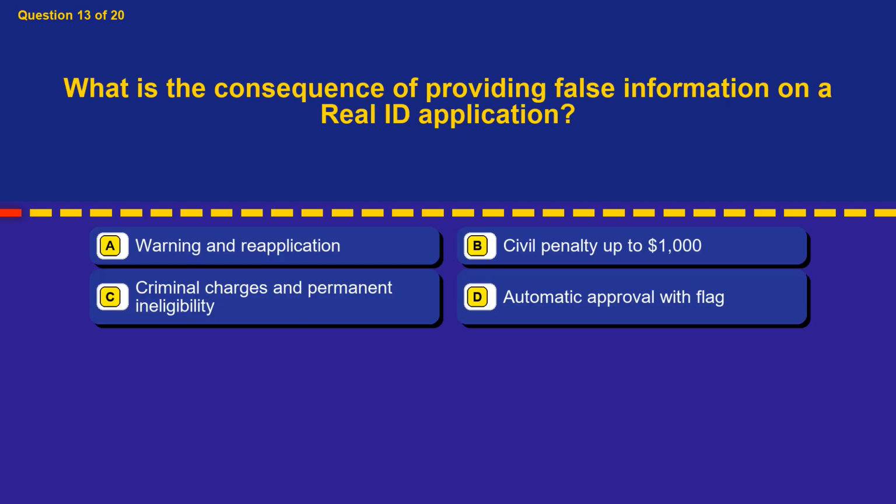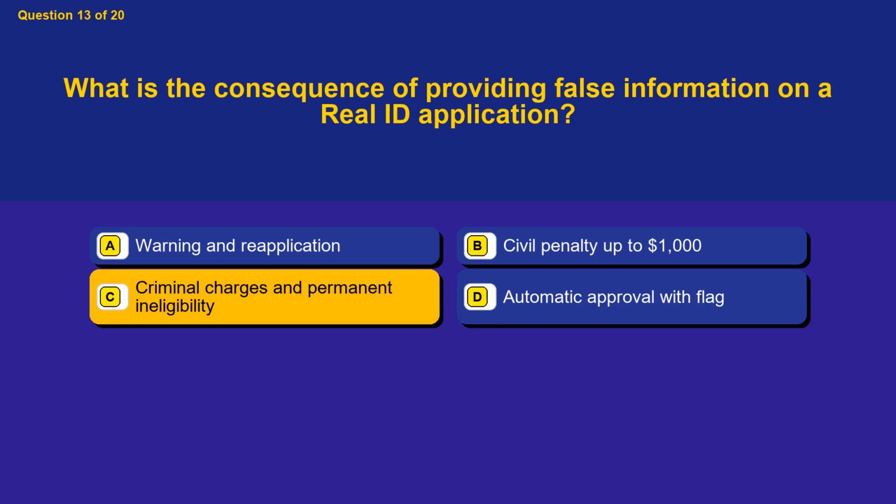Question 13. What is the consequence of providing false information on a Real ID application? Option A, warning and reapplication. Option B, civil penalty up to $1,000. Option C, criminal charges and permanent ineligibility. Option D, automatic approval with flag.